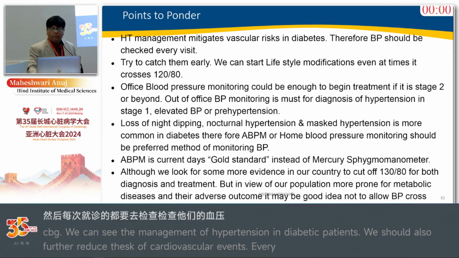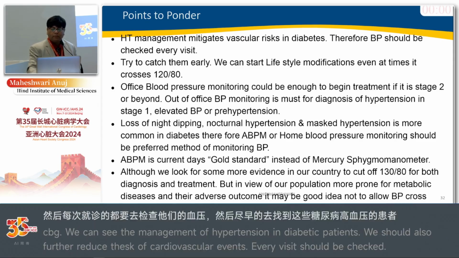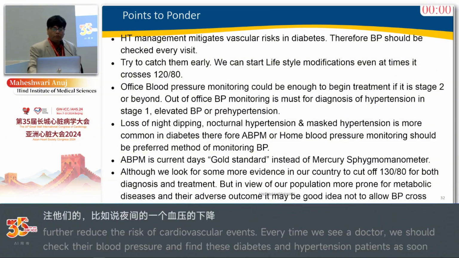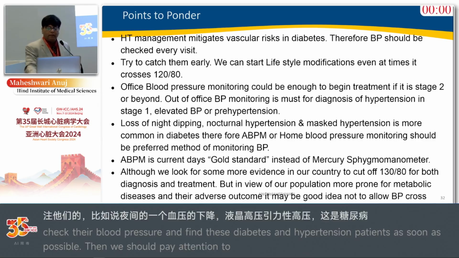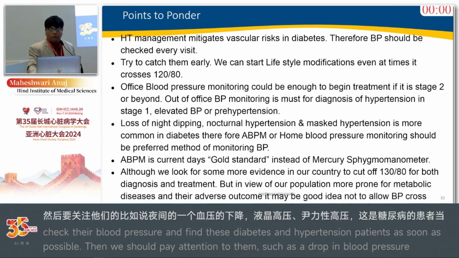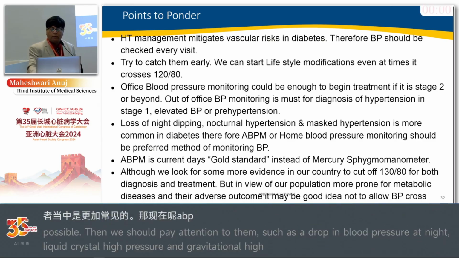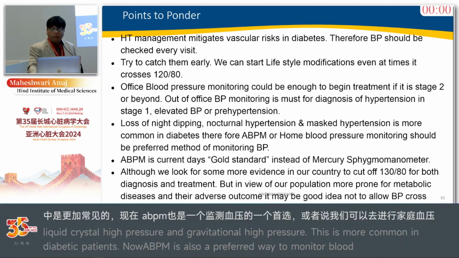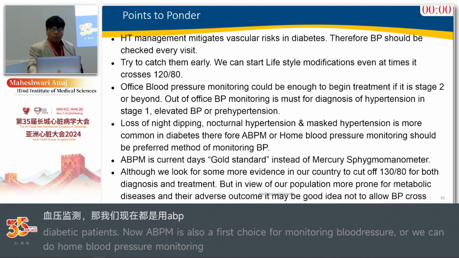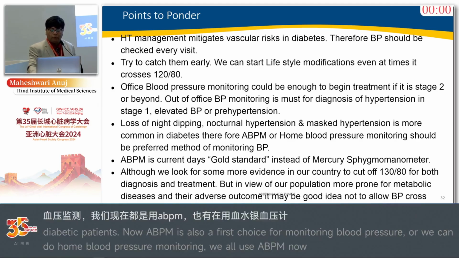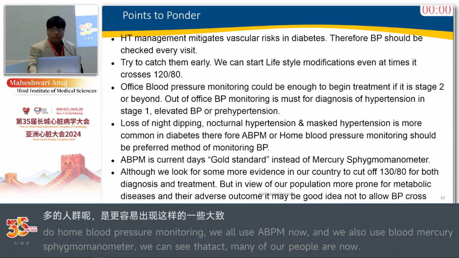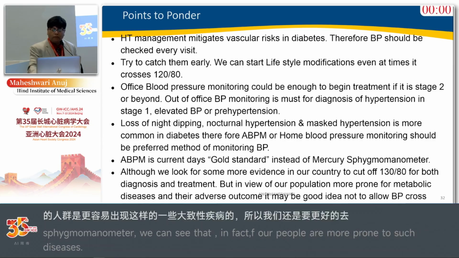Loss of night dipping, nocturnal hypertension, and masked hypertension are more common in diabetes. Therefore, ABPM or home blood pressure monitoring should be preferred. ABPM is the current day's gold standard, although we look for some more evidence in our country for the cutoff of 130/80 for both diagnosis and treatment. But in view of our population being more prone to metabolic disorders and diabetes, it would be better to keep the blood pressure as low as possible, less than 130/80. But of course, in a diabetic patient, we do not recommend going beyond 110 and 70.